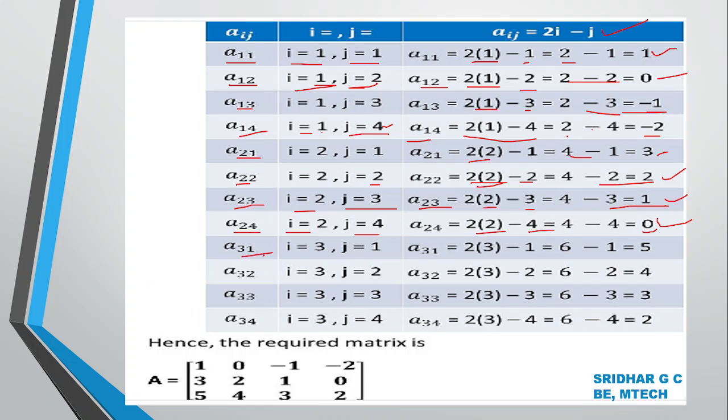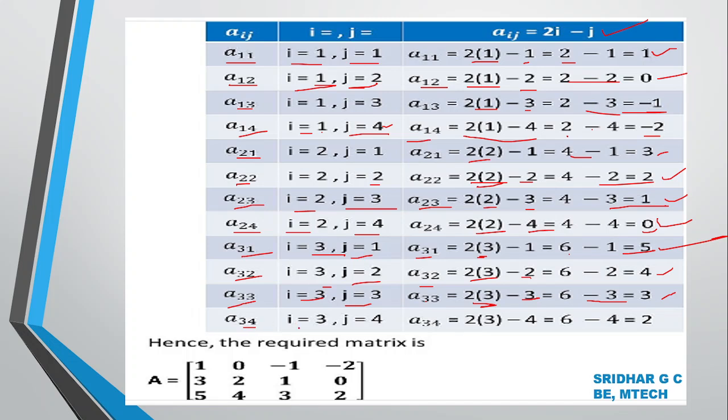Same way for A31. Now it's going for the third row. So A31. i equals 3, j equals 1. So 2 into 3, it's 6, minus 1, it's 5. Next, A32. i equals 3, j equals 2. 2 3s are 6. 6 minus 2, it will be 4. A33. i equals 3, j equals 3. So 2 3s are 6. 6 minus 3, the answer is 3.